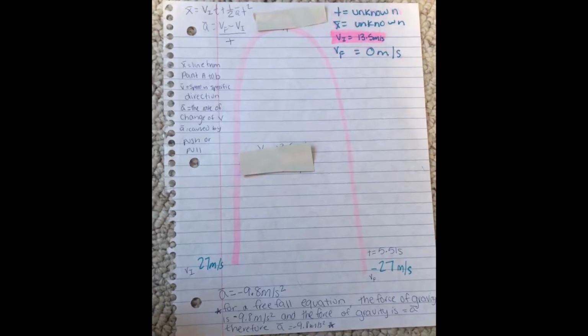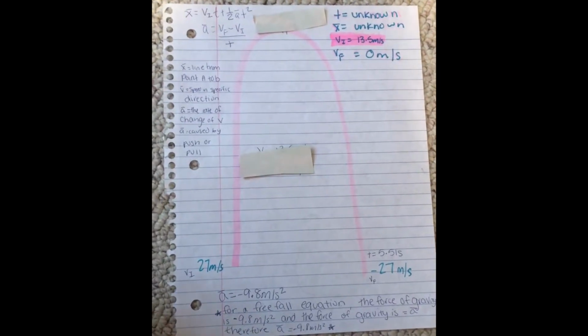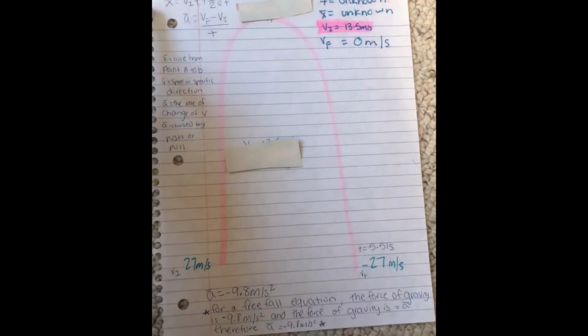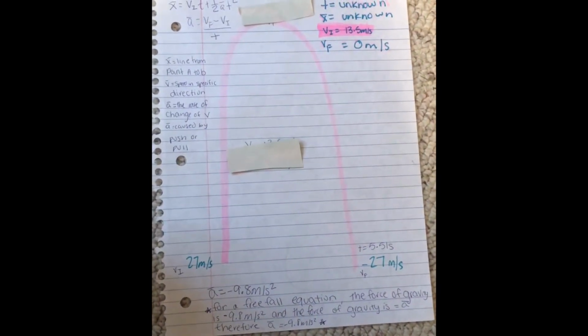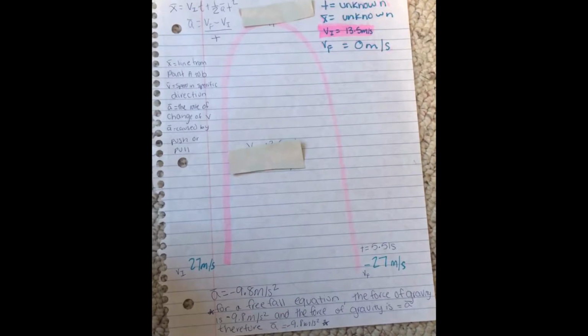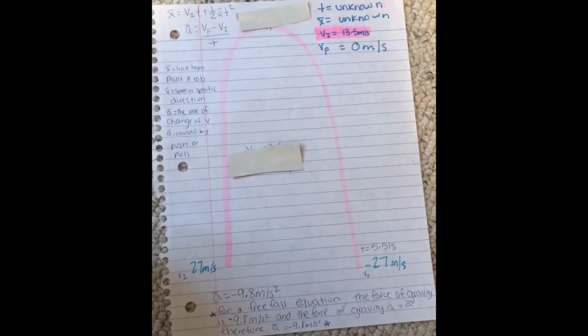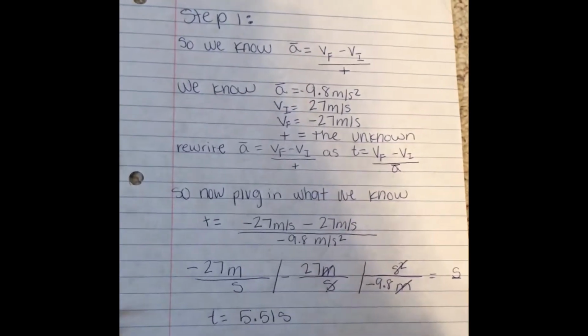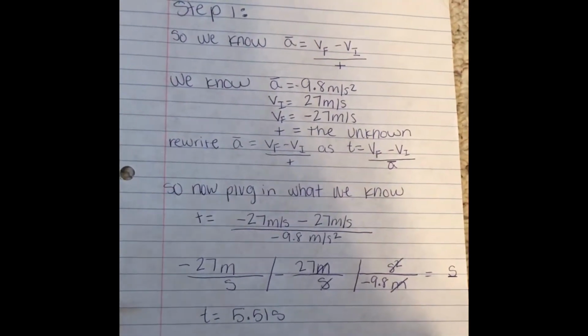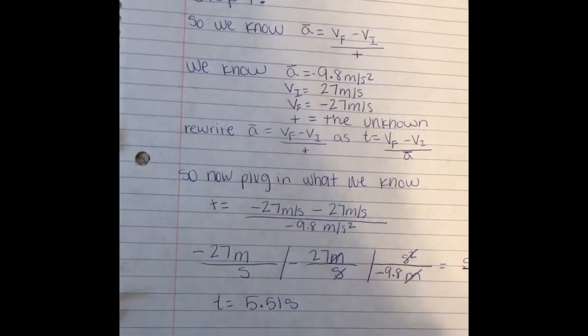There are going to be two main equations we are using to solve this problem. We have displacement equals initial velocity times time plus 1/2 acceleration times time squared, and acceleration equals final velocity minus initial velocity over time. So the first part of our problem is how long is the ball in the air for? So we are solving for time.